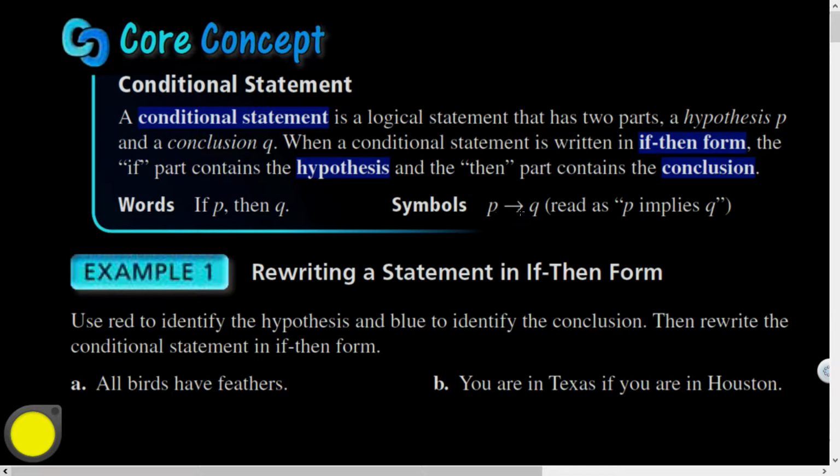You can also write P and then an arrow, and the arrow means implies. I just realized the arrow implies the word implies, actually. So these conditional statements can be written in if-then form. The if part contains the hypothesis, the then part contains the conclusion.